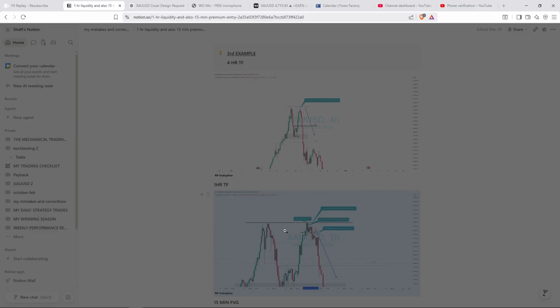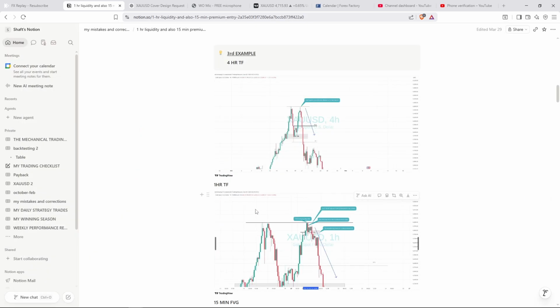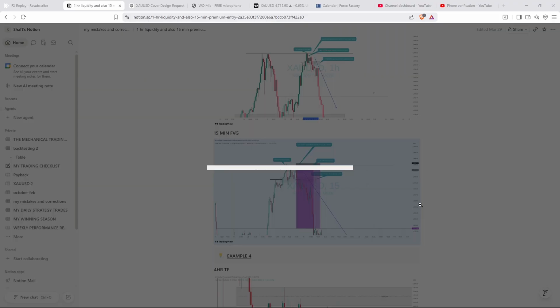Then on the 1-hour time frame, what happened? After the liquidity take, we got an engulfing bearish candle, and then we had a 1-hour fair value gap here. So this would bring a reaction to the premium 15-minute point of interest. Okay, and which is that point of interest? It is the 15-minute order block that had been left after and had a big displacement to the downside.